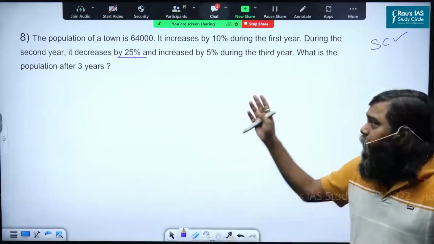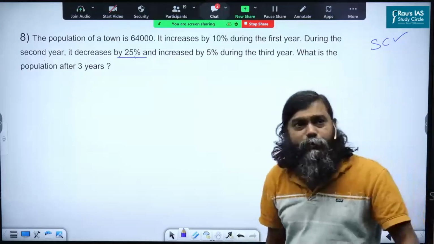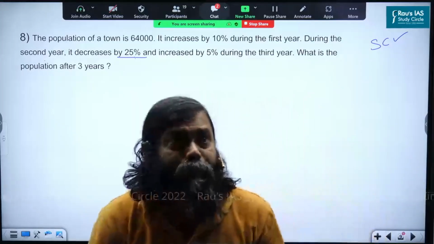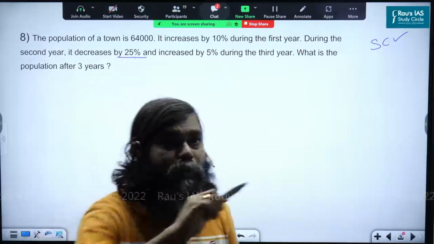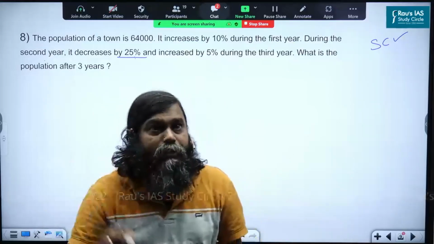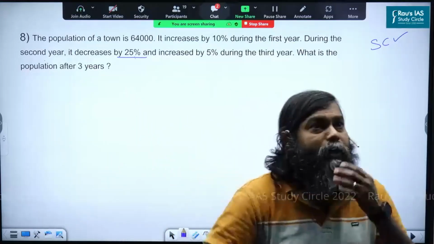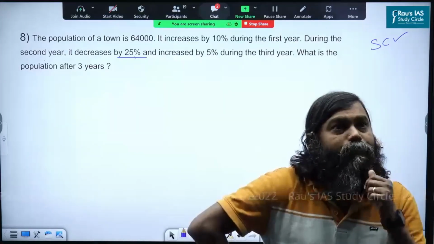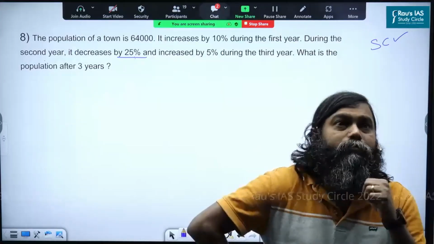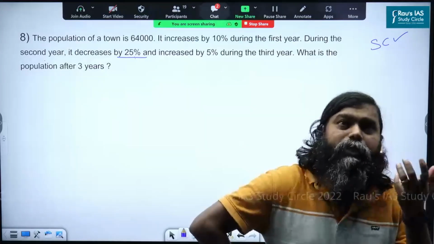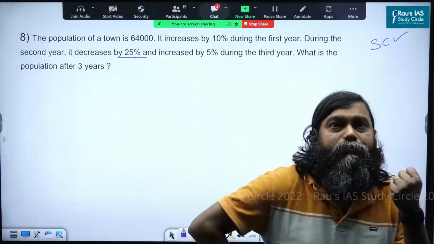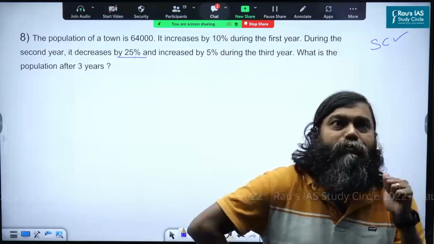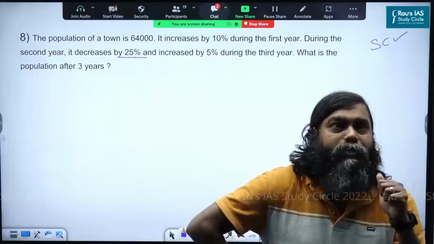Now, can we solve this question by the first interpretation? I remember the first interpretation, going year by year like that. Can you prefer this interpretation here? No. Why? Each and every year, the individual year difference is not asked or discussed. So which interpretation will you prefer? Fourth interpretation. Are you understood?